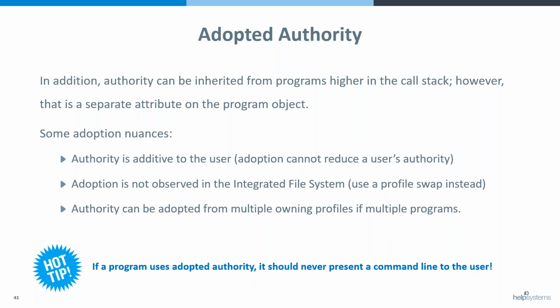Some nuances around adoption that I wanted to make sure I shared with you. First of all, the authority is only additive to the user, meaning that we can't reduce permissions with this technique. It also doesn't carry through to the integrated file system. So if a user is running a program that adopts authority and then tries to create a stream file or access contents in a stream file that the user themselves does not have access to, the adoption is not going to help. You can use a swap profile in that scenario, so there is an out and it's a beneficial one.